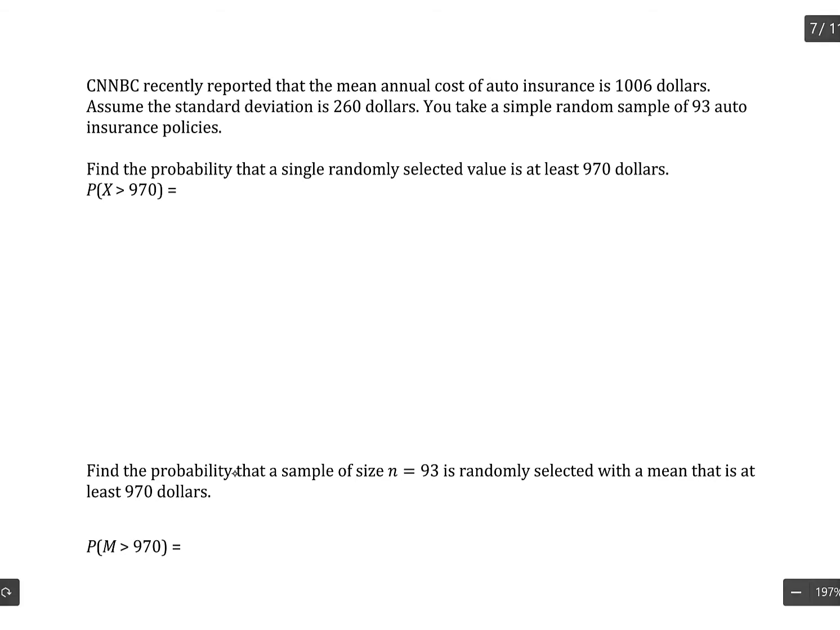All right, so I'm looking for a probability, and I am trying to find the probability that it is at least $970. Now, they haven't told us that the distribution is normal, but I sort of understand why and how this problem is set up. We're just going to assume that it's normally distributed so we can work the problem through. So that it's normally distributed, we could draw a distribution, the mean of which is $1,006, and the standard deviation is $260.